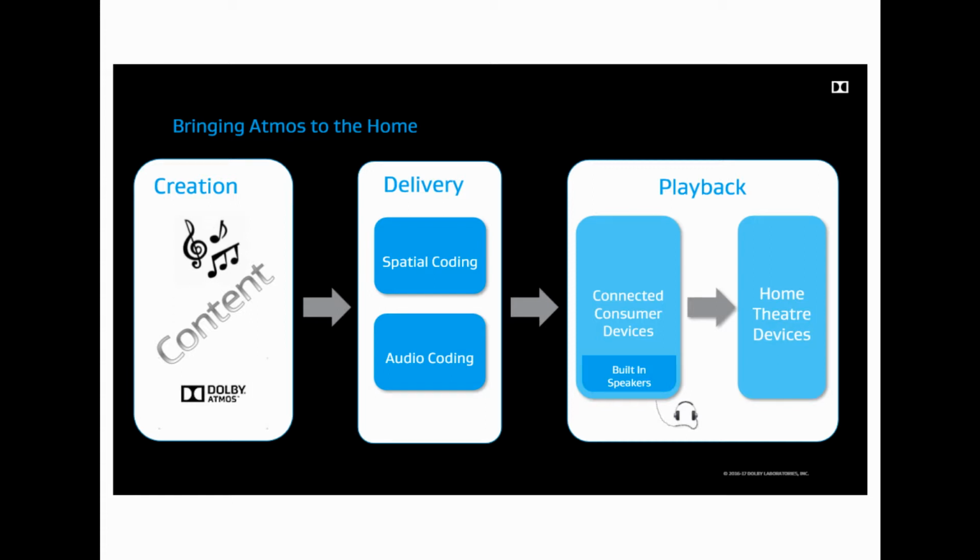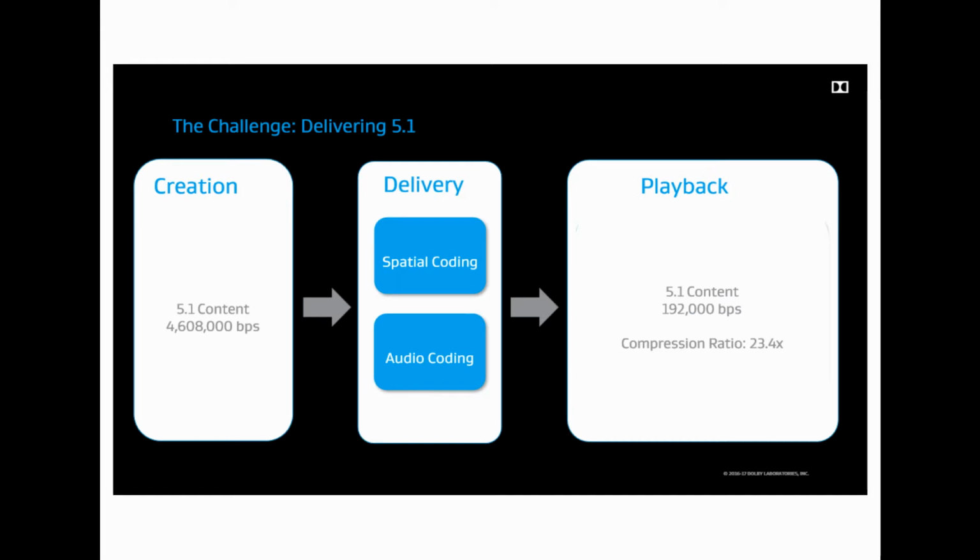When we look at 5.1, which is pretty common, at 48K and 24 bits, you're looking at about 4.8 megabits of information coming out of the console. That's typically transmitted with a codec like Dolby Digital Plus at 192 kilobits per second. So you're looking at about a factor of 23 in compression.